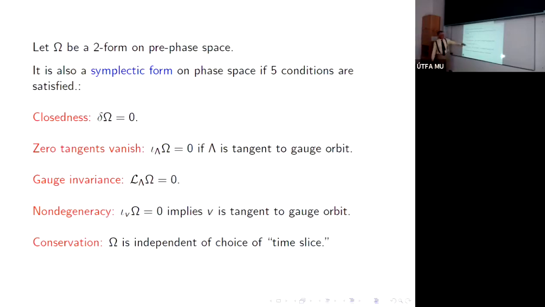The next condition is that the symplectic form should be gauge invariant, which means it should be invariant under flows generated by this gauge transformation vector field. Then there's also non-degeneracy, which in this context means that if you have a vector field which vanishes when contracted with this two form, that vector field must be the vector field which generates a gauge transformation. And the final condition is that the two form should be conserved, which means it should be independent of the choice of Cauchy surface.